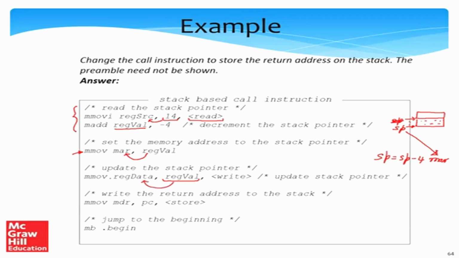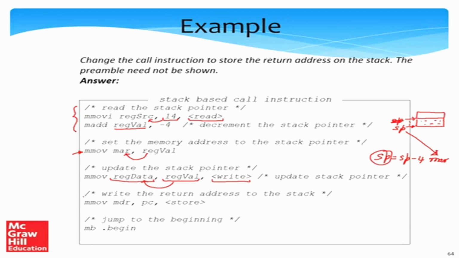The way we will do it is that we will write it to reg data, which contains the data that needs to be written, and simultaneously we'll issue the write command. This will update the value of the stack pointer inside the register file, and the new stack pointer will be the old stack pointer - 4. So the register file will thus contain the updated value.